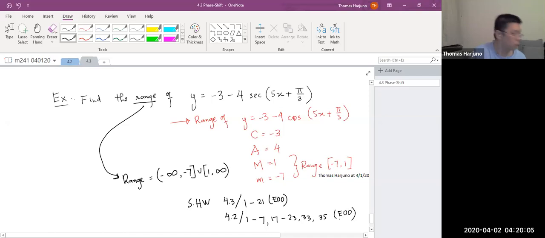However, go back to 4.3. I want you to focus on number 23 to number 31. I'm sorry, I think I wrote it wrong. From 23 to number 31. So this one you do odd numbers.